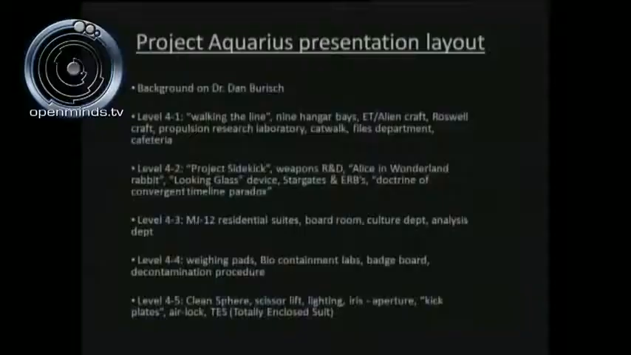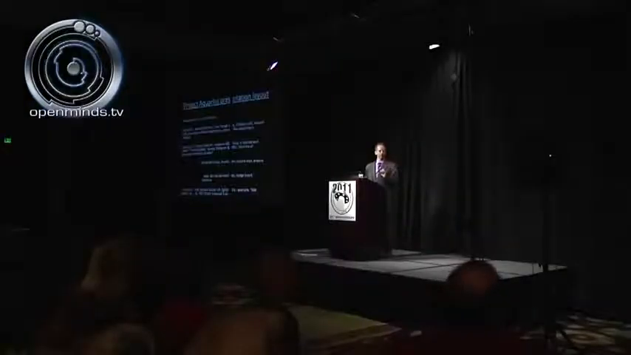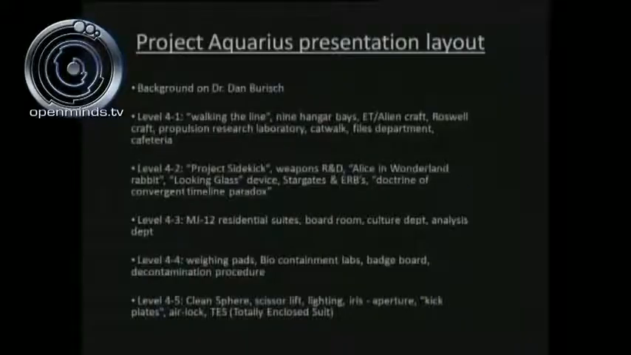Now this is the breakdown of what we'll be talking about today. I'll give you a background of Dr. Dan Burisch. We'll be discussing level 4-1. We'll be talking about walking the line. We'll describe what that actually means, what it pertains to. I'm going to give you a virtual blueprint floor-by-floor walkthrough of the 9 hangar bays and all the way through the facility. We'll consider the extraterrestrial and alien craft because there is a difference. We'll talk about the Roswell craft. We'll talk about the propulsion research laboratory at S4. We'll consider the catwalk, the files department, and the cafeteria.